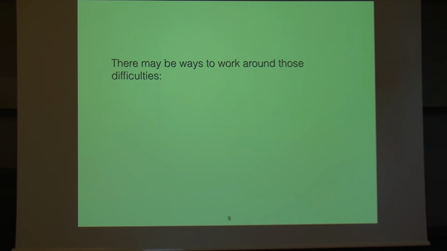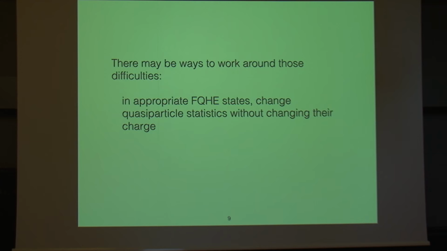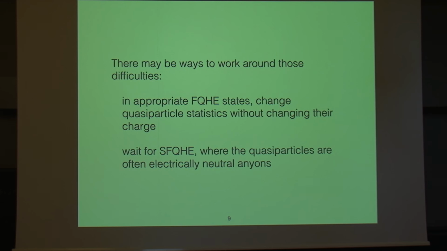There may be ways to work around those difficulties. These things are under investigation. In appropriate fractional quantum Hall effect states, you could change the quasiparticle statistics without changing their charge. If you can do that, that removes many of the complications. Or you can wait for the spin fractional quantum Hall effect, where the quasiparticles are often electrically neutral anyons, and that will happen too. Or you can just show true grit, as some of the experimentalists are doing, and try to overcome these difficulties by hard work and quantitative analysis.